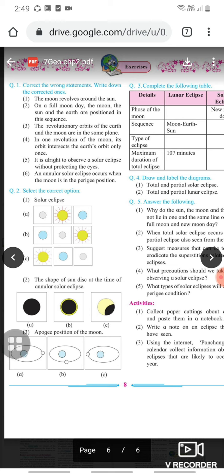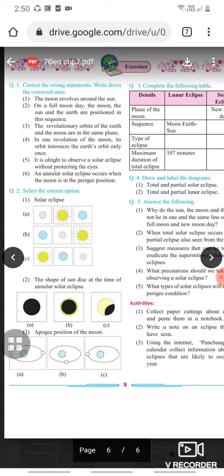Like in the first option, it is like the moon, then the sun, and then the earth. In the second option, it is like first the earth, the moon, and then the sun. And in the third, it is completely different. First is the sun, the earth, and then the moon. So you have to find during solar eclipse which option is the correct one for the positions of these three.